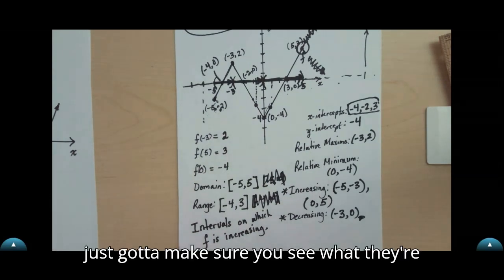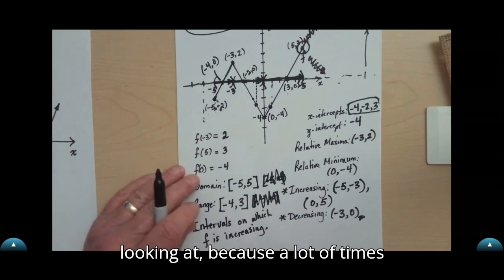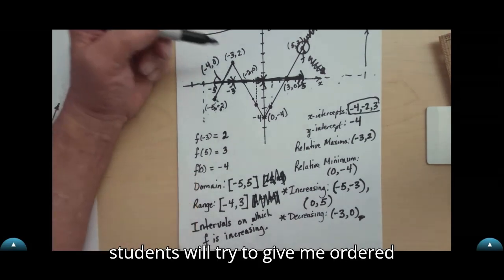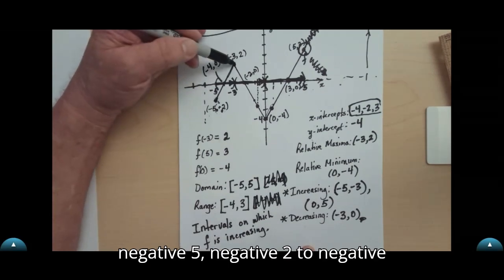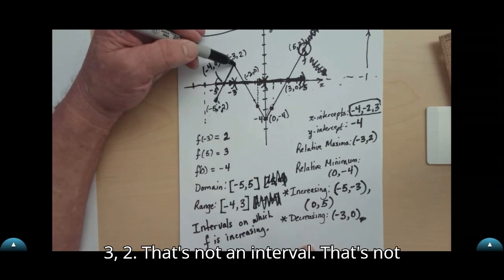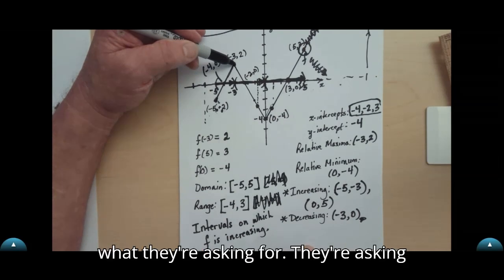You just got to make sure you see what they're looking at, because a lot of times students will try to give me ordered pairs. They'll say it's increasing from (-5, -2) to (-3, 2). That's not an interval. That's not what they're asking for.